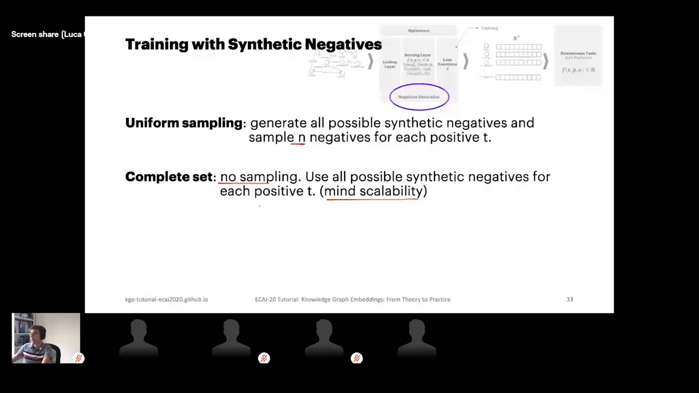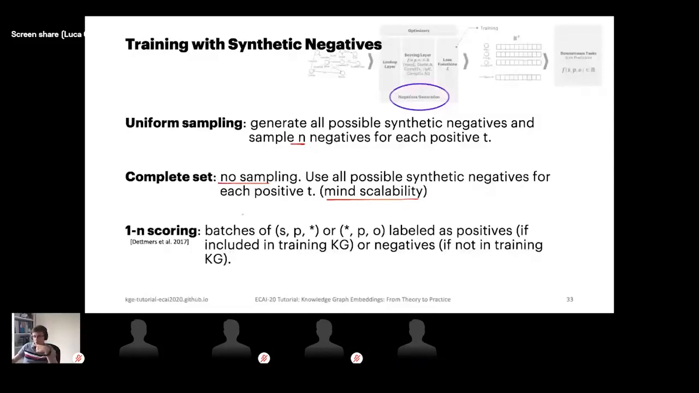And well, it's not over, because there are different scoring techniques as well. For example, the convolutional embedding paper uses a technique called 1-N scoring, right? So they sort of split their triples in batches, and then they build batches where they replace either the subject or the object, and then they label those as positives if they're included in the training set, or as negatives if they're not, right? So these are different techniques, but it's important to remember that using synthetic negatives during training can be done in different ways.